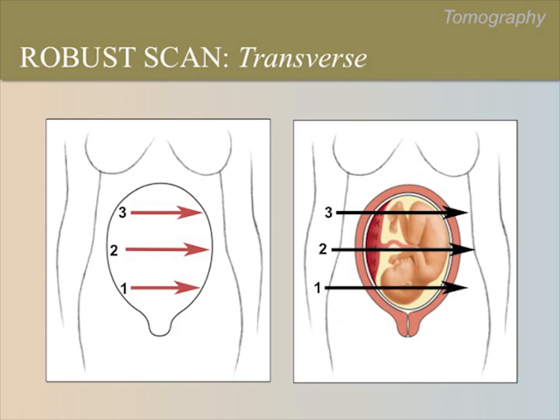All 6 scans together are known as a ROUST scan. This is a very important sequence because after you've completed the ROUST scan, you should be able to confidently determine the number of fetuses, the fetal lie, and if the lie is longitudinal, whether the presentation is cephalic or breech.